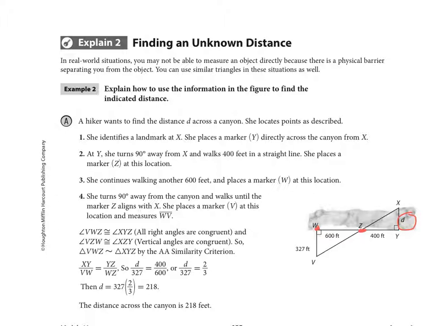and walks another distance until she can see the spot on the canyon align with the marker at Z, so that we have a straight line coming across for a line of sight here, and that distance she measures at 327 feet.